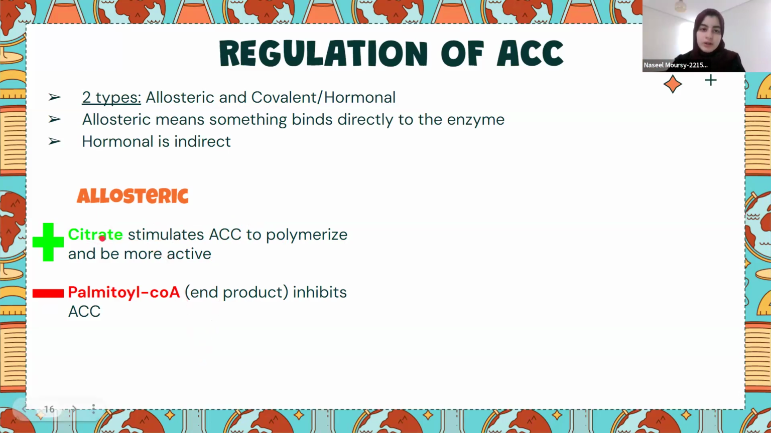So why citrate? Because isn't citrate the reason why we're already starting all this? Because we have too much citrate, we want to push it into making fatty acids, right? So citrate will activate acetyl-CoA carboxylase to push the acetyl-CoA into fatty acid synthesis. Now, the end product of fatty acid synthesis would be palmitate, or palmitoyl-CoA. This will inhibit acetyl-CoA carboxylase. This is a sort of feedback inhibition, because the end product will inhibit the process: I have too much fatty acids, please stop making more of me.